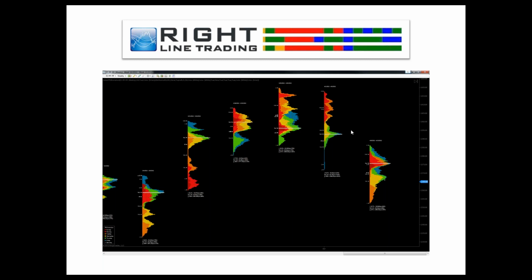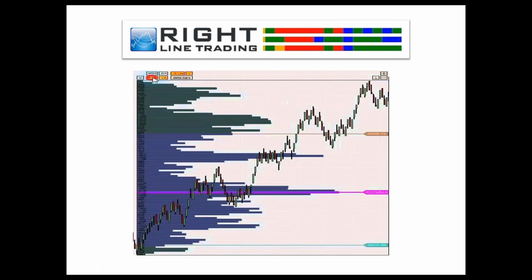I'm sure you've seen these kinds of configurations before. Now here's volume profile, and it creates certain critical areas of support and resistance that you really have to respect if you want to take low risk, high reward trades.